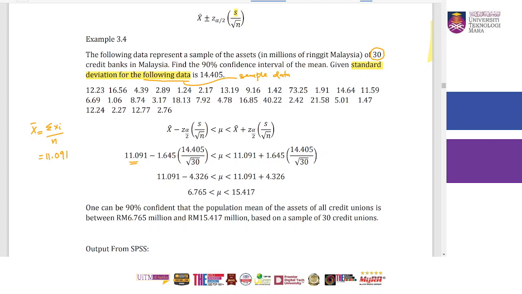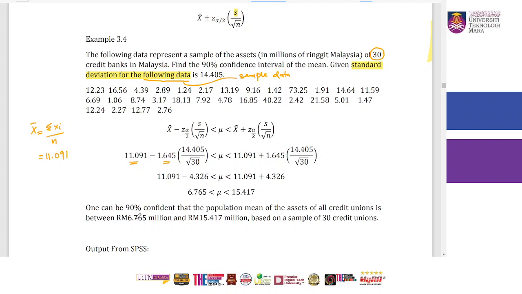Okay. So, you have this value, 11.091. And then, you have the Z alpha over 2. So, in this case, kita nakkan 90% confidence. So, 90% confidence, Z alpha over 2 is equal to 1.645, right?